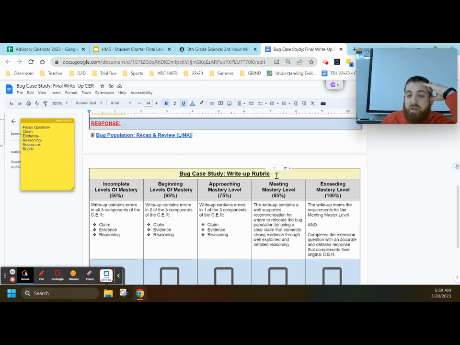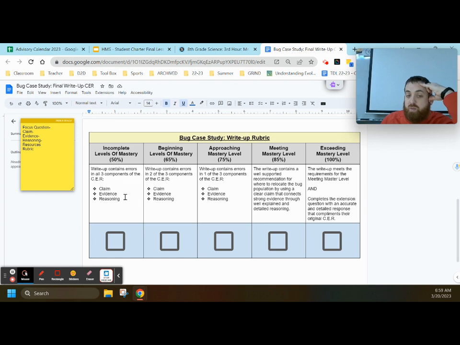After that, we have our bug case study rubric. This is where I'm going to be grading you. This is what I'm looking for. I want to see that you meet our level of mastery when it comes to our bug case study and writing the CER. So your write-up contains a well-supported recommendation for where to relocate the bug population by using a clear claim that connects strong evidence through well-explained and detailed reasoning.